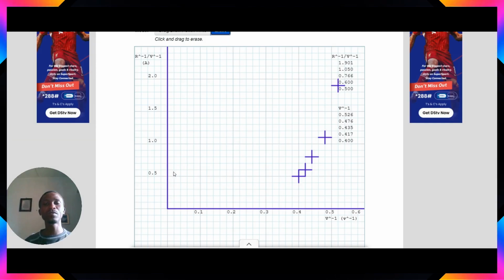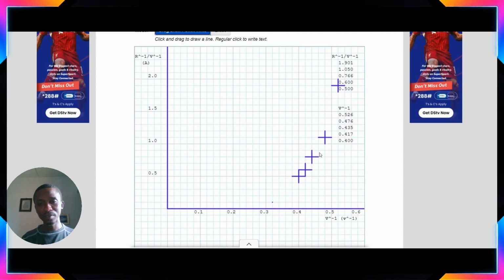So we have all our values now, and the next thing is just to plot our graph. Exactly. So just make sure you look for a line of best fit. The graph can actually touch 4. These do not really touch 4, so I'm not going to start from that point. Let me start from up here.